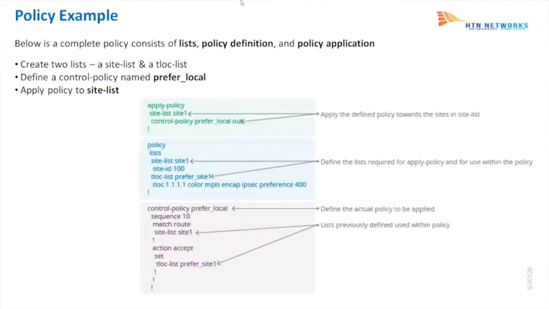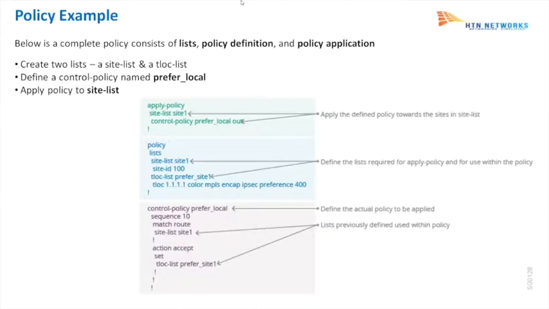So start looking at the bottom, the purple box first. We have created two lists. One is the site list, and it has included, the sequence number is 10, and we are saying, okay, match route, and then match route in site 1. And when you match that route, accept it, and what action do you have to take? You have to set a TLOC preferred by the site.